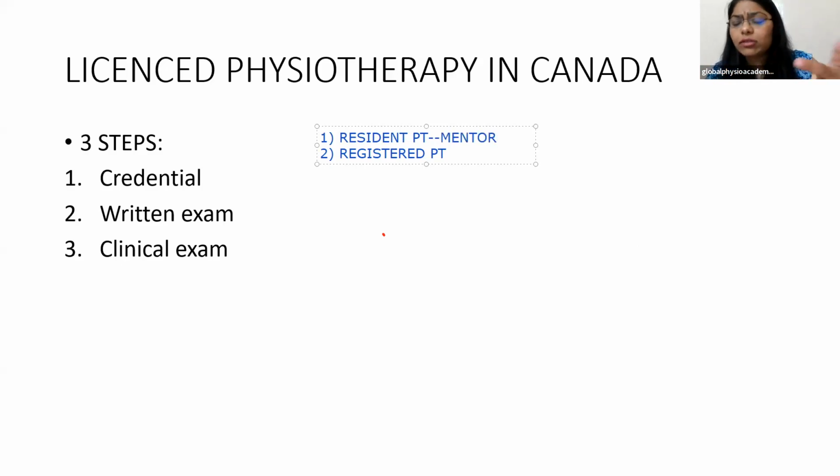Getting a mentor is easy, it is not too tough. Mentor means those who have been working in the Canadian environment for more than 3 years are able to become a mentor for the student. So you need a mentor, and you get the license and work as a physiotherapist. All the responsibilities are the same. The salary structure is a little lower, but it is still way, way higher. Once you are working as a resident PT, you apply for the clinical exam. The clinical exam also has 3 trials. Once you clear the clinical exam, you become the registered PT, which is the permanent license.